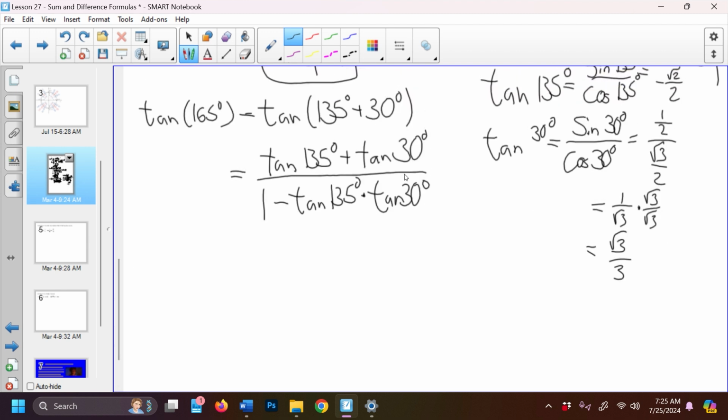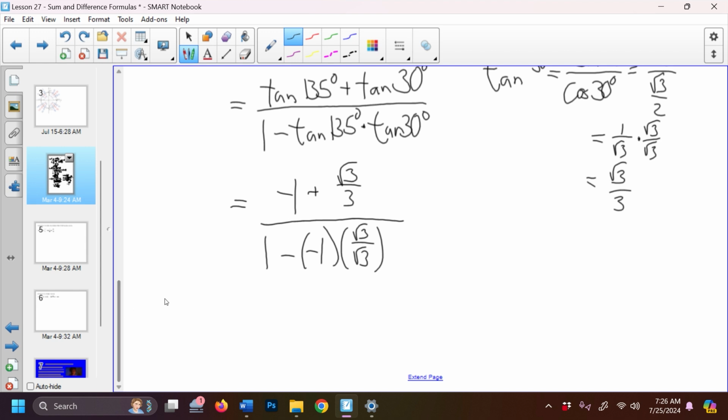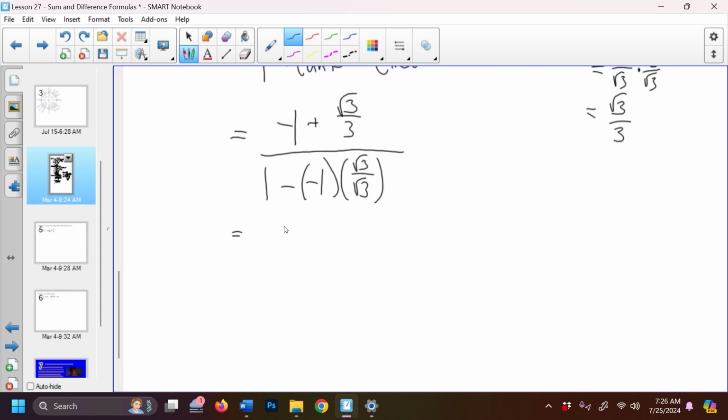So I can plug those two into the formula for tangents that I have here. So the tangent of 135 is negative 1, plus I get the square root of 3 over 3 for the tangent of 30. That's going to be all over 1 minus negative 1 for this tangent of 135 times square root of 3 over 3. And so let's see if we can simplify a little bit. I'm going to get negative 1 plus square root of 3 over 3. And then I'll have over 1 plus square root of 3 over 3.